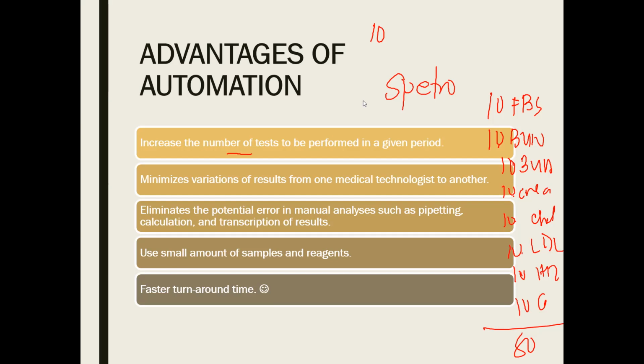Okay? Use small amounts of samples and reagents. Yes, no? Small amounts, kaya nga tipid. However, the reagent, mas maganda pa din if we are going to do testing by batch. Okay? Batch testing. And then, faster turnaround time. Could you imagine, no? Let's imagine that laboratories nowadays are functioning with the use of a spectrophotometer without the use of our chemical analyzers or automated analyzers.